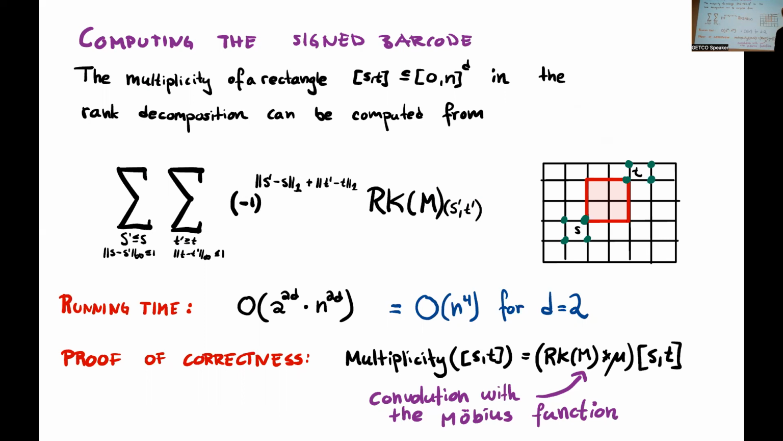Well, the proof of correctness, or the reason for this, lies with what's called the Möbius inversion. You can prove that you can obtain the multiplicity of the interval ST by taking the rank invariant and convolving it with the Möbius function. I cannot go into the details here, but if you do that and look at what it looks like, you will see that the multiplicity of ST will be precisely this formula here.